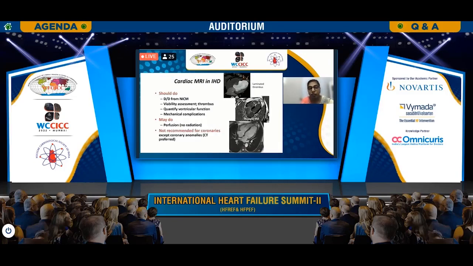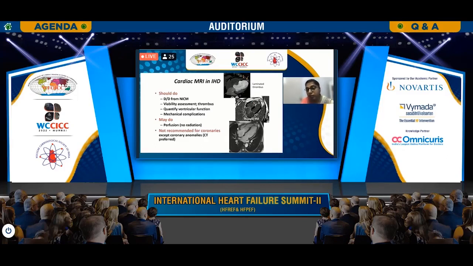First, obviously, to differentiate it from a non-ischemic cardiomyopathy. And once you have made sure that this is ischemic heart disease, you can do it in those patients in whom you want to do viability assessment, in whom there may be a thrombus. This laminated thrombus is something which can be missed on echocardiography, and these small thrombi can also be picked up. You can quantify ventricular function and pick up mechanical complications like this muscular VSD. So this is a single study which is giving the entire data: morphological, functional, complications, prognostication of the patient, and follow-up also you can do because there is no radiation involved.